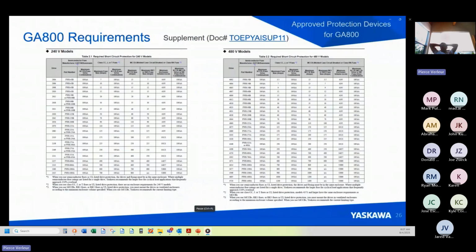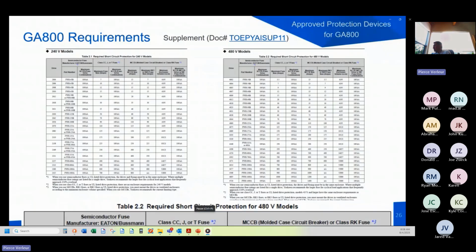So what we've done in the meantime is create some supplements for both the GA800 and the GA500. What I encourage everyone to do is, instead of going to the manual, please go to these supplements to get the most up-to-date information. Eventually, we will have this same information in the manuals. But for the time being, please use these supplements as your Bible, if you will, for knowing what can and cannot be used for drive short circuit protection.